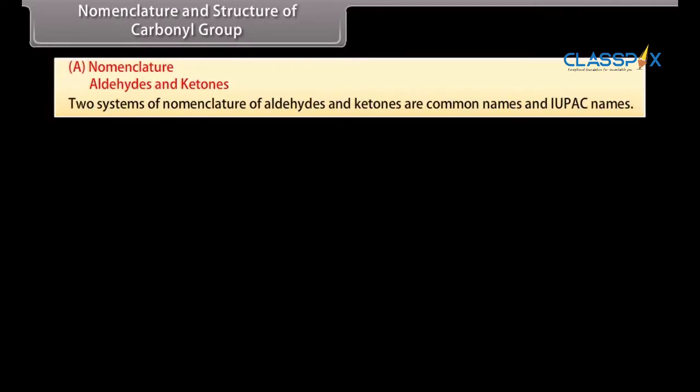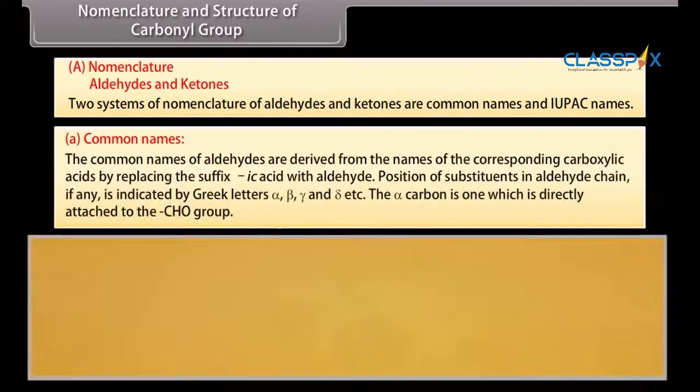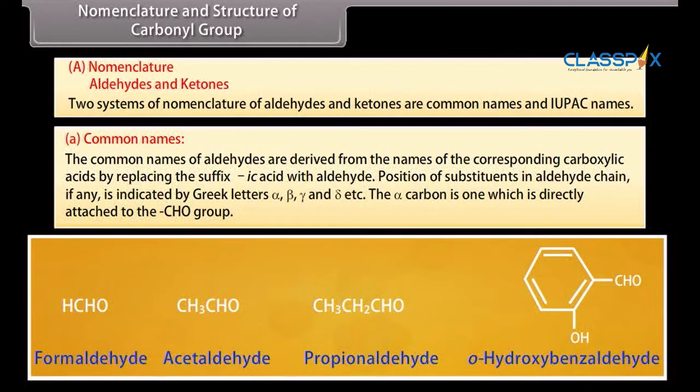Nomenclature and structure of carbonyl group. Nomenclature. Aldehydes and ketones. Two systems of nomenclature of aldehydes and ketones are common names and IUPAC names. Common names. The common names of aldehydes are derived from the names of the corresponding carboxylic acids by replacing the suffix -ic acid with aldehyde. Position of substituents in aldehyde chain, if any, is indicated by Greek letters alpha, beta, gamma and delta, etc.